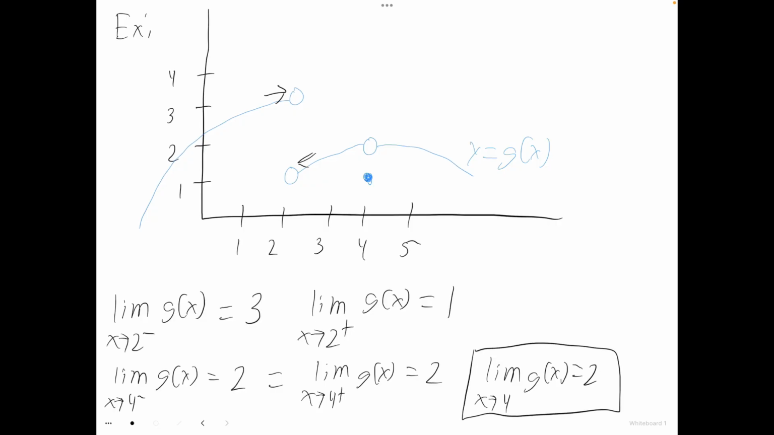And now this is the case even though in this example the function at 4 is not defined to be the value of 2. It's defined to be the value of 1. We have that g of 4 is equal to 1 from the graph. But that doesn't matter, because as we mentioned before, the limit only cares about what happens when we get close to the point, not when we're actually at the point.